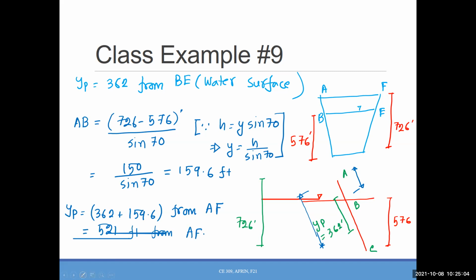Now, please make a note here. No water, no hydrostatic force, and that's why we are not doing anything for these surfaces. Okay? No water or any liquid. No hydrostatic force.